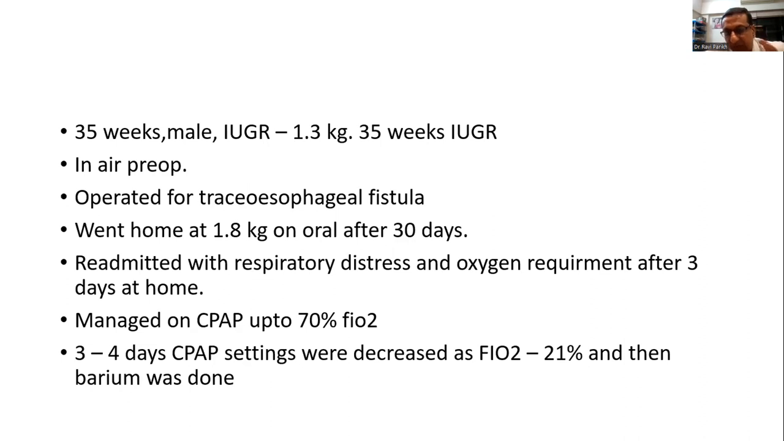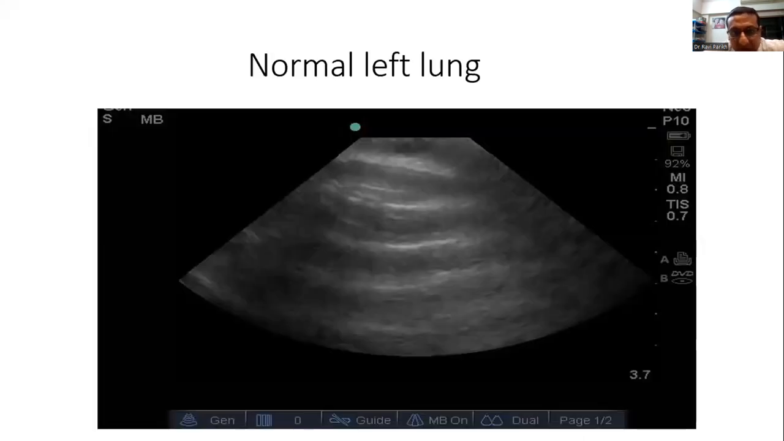As soon as he came, before we did the X-ray, because I was learning the ultrasound, my clinical two differential diagnoses were either a post-operative leak, which is a little unusual after 30 days of life, but we always had that concern because it was a very tight anastomosis, and second, aspiration pneumonia, because when the stomach is pulled up, these babies have quite bad reflux as well.